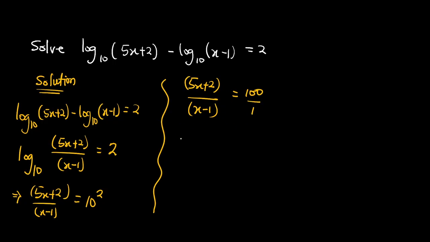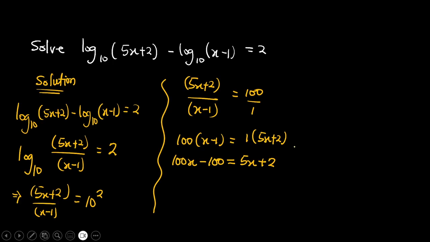So if we cross multiply over here, we will have 100 into bracket x minus 1, and this will be equal to 1 multiplied by 5x plus 2. So if I expand this bracket, 100 multiplied by x will give me 100x. 100 multiplied by negative 1 will give me negative 100. And this will be equal to, if I look at my right side of the equation, I have here 1. That 1 multiplied by 5x will give me 5x. And then 1 multiplied by 2 will give me 2.